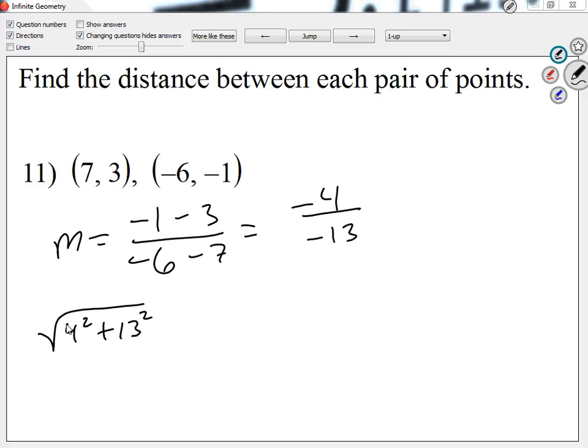I know 4 squared is 16. So I have inside 16. 13 squared is 169. How much is 16 plus 169?